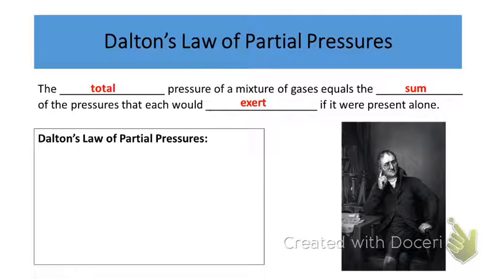According to Dalton's Law, the total pressure of a mixture of gases equals the sum of the partial pressures that each would exert if it were present alone.